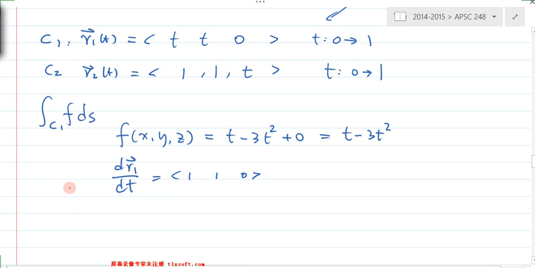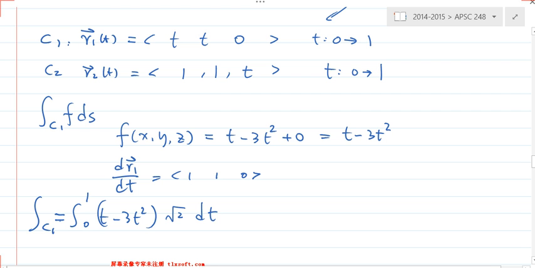I'll write the integral here. This is t minus 3t squared, that's this function, and ds is the square root of the dot product of this with itself. The dot product is 1 plus 1, which is 2, so the square root of 2, and then dt. The range of t, as put down here, is from 0 to 1. So that's the line integral along C1. Was that good?